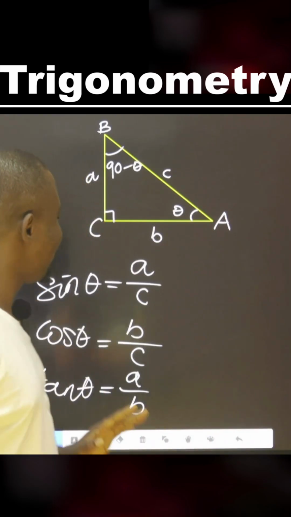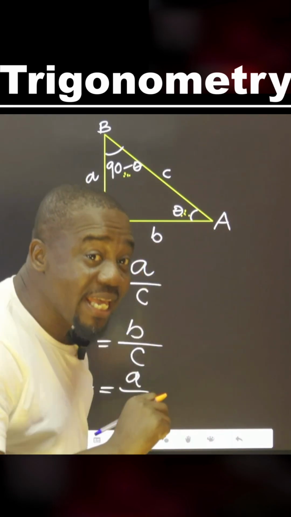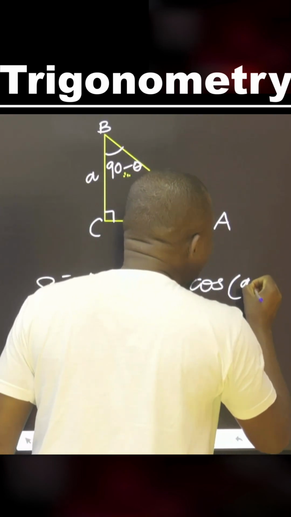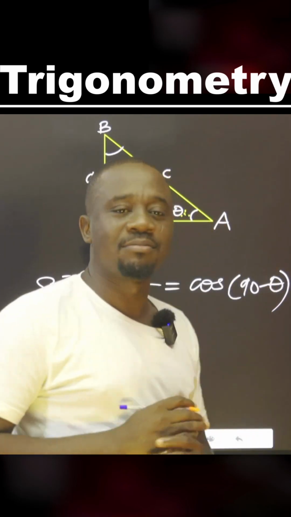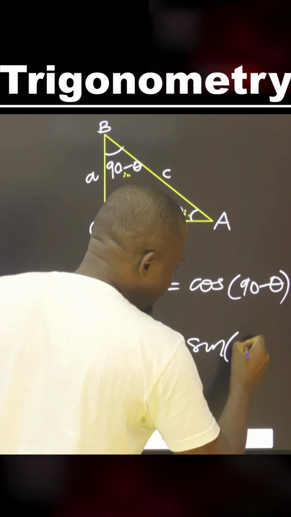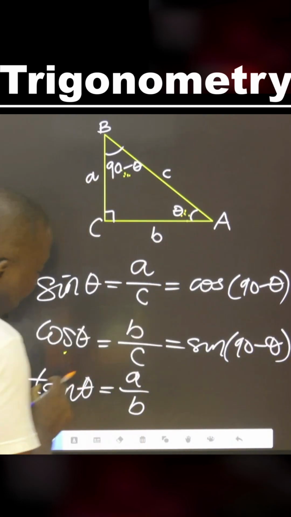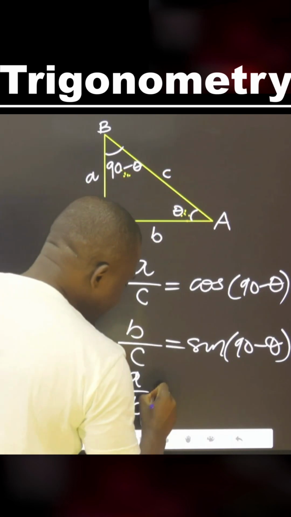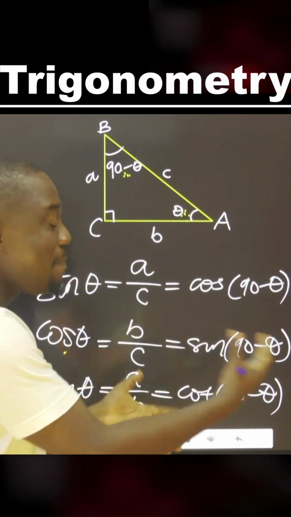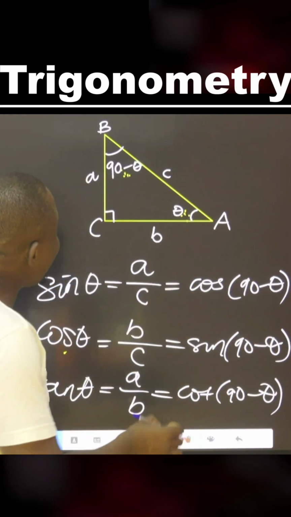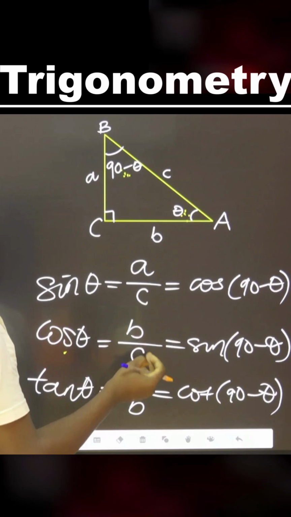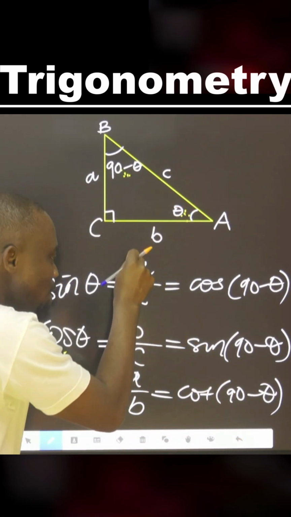You know this, okay? For you to have the same thing, A over B, what it means is that cosine will go and take 90 minus theta. Cosine take this, sine will take this. The same thing with this. Tan take this, cot will take this. Okay? These are complementary. So it means if you say cos this angle is equal to A over C, if you say sine this angle is also A over C.